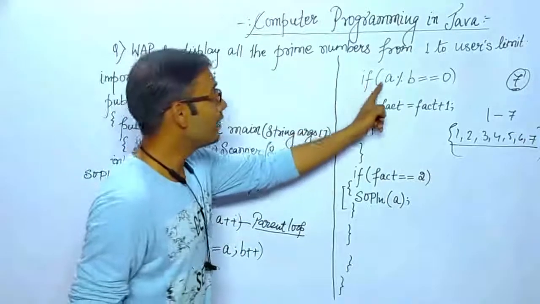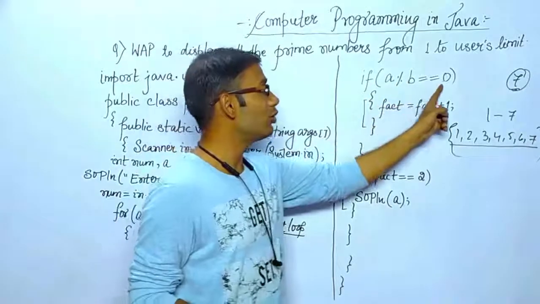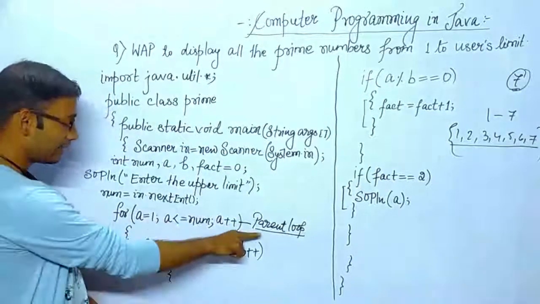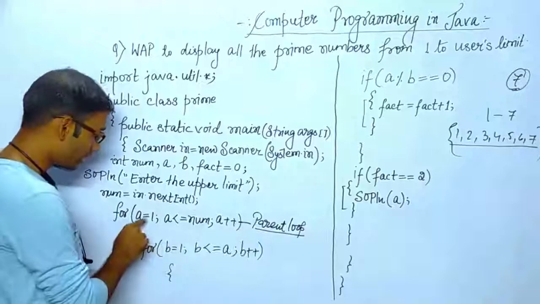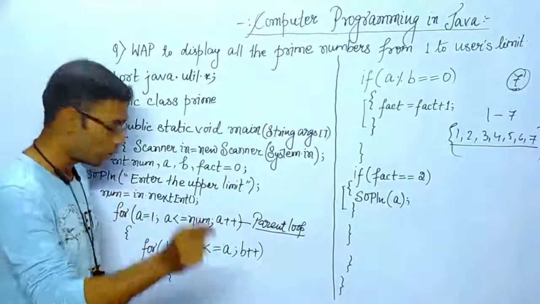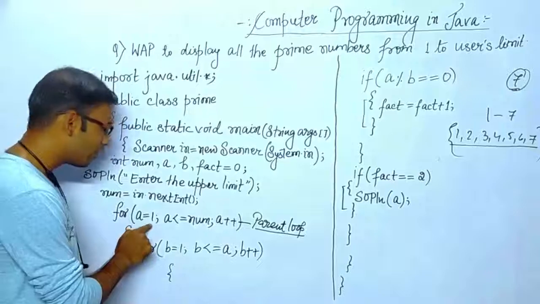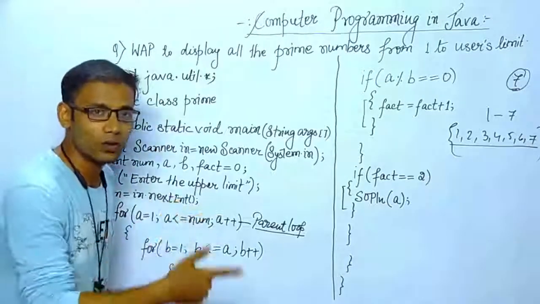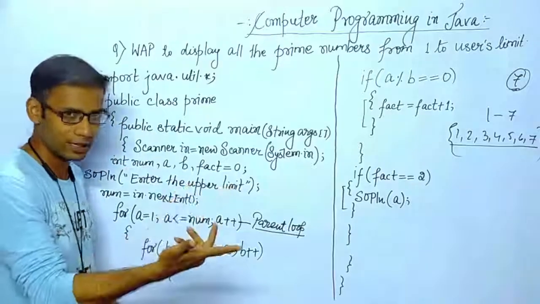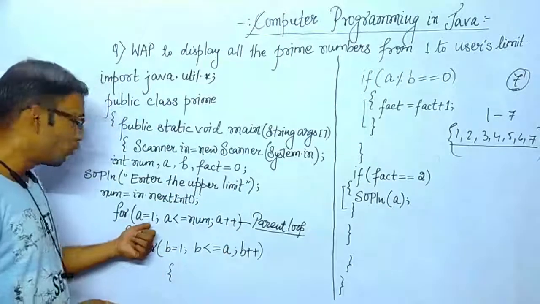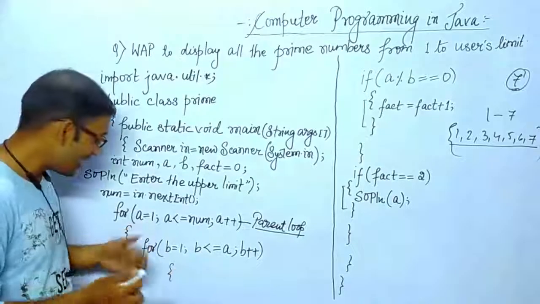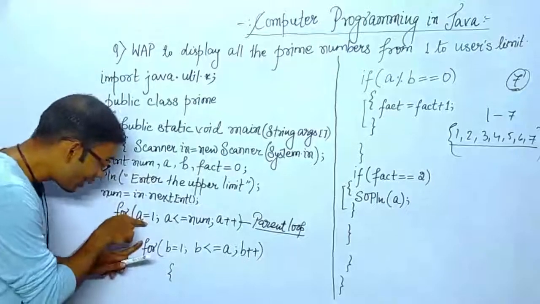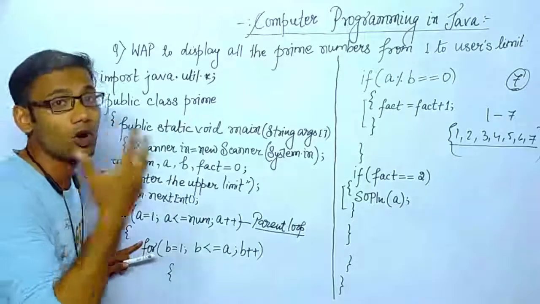After that, if a modulus b is equal to 0, that means a is the number. As I had stated earlier, this is the parent loop which is going to give you the individual numbers. At the very beginning the value of a is 1. Later on the value of a will increase to 2, then 3, then 4, then 5, then 6, then 7, then 8. Clear? So this loop will give you different numbers, and using this loop we will test whether the number given by this loop is going to be prime or not.